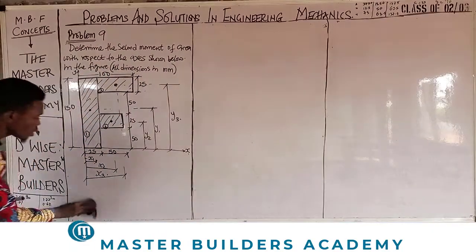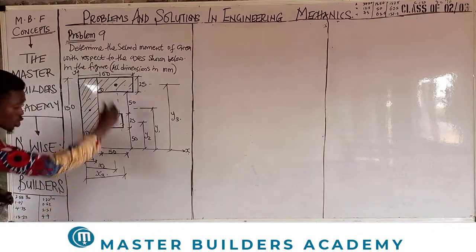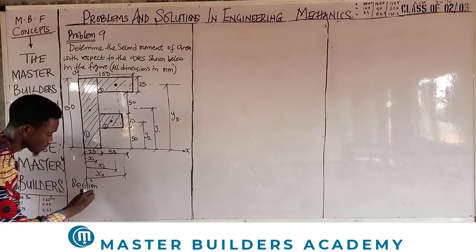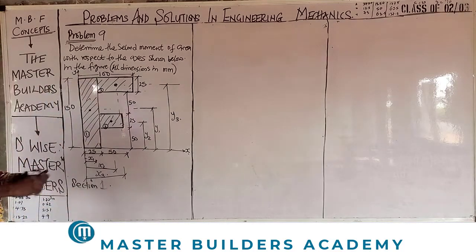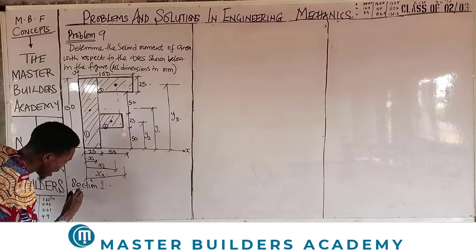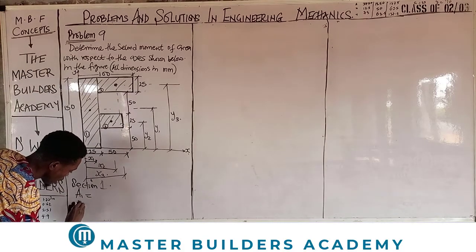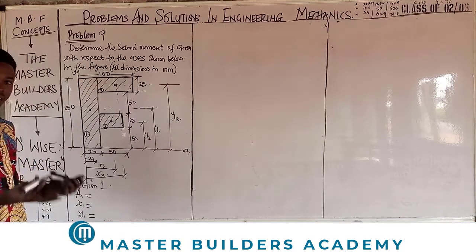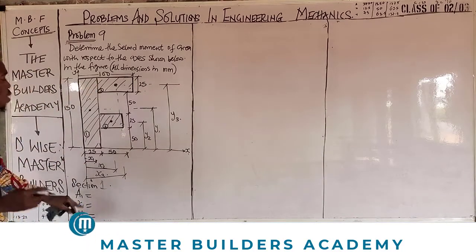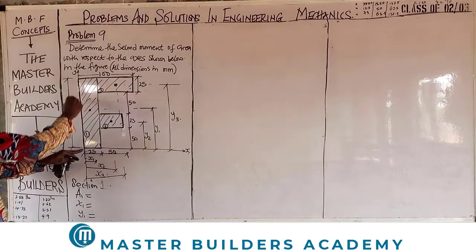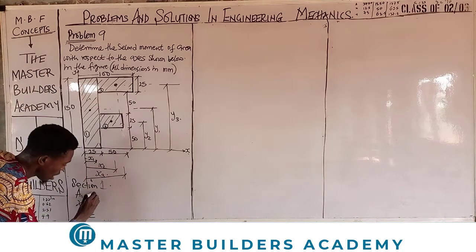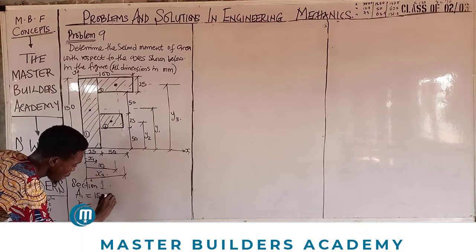Now, what do we do? This is our solution already. So we have that in section 1. This is our section 1. In section 1, we will find A1, X1, and Y1. That's all. So for section 1, how do we get the area? The area is 150 by 25. Correct? So we have 150 by 25.